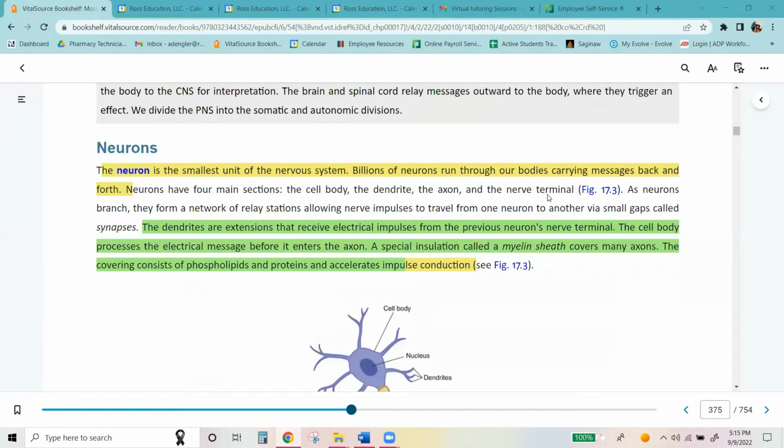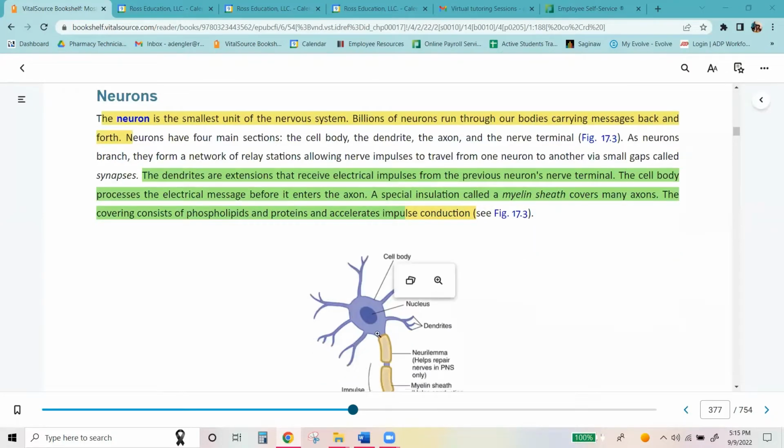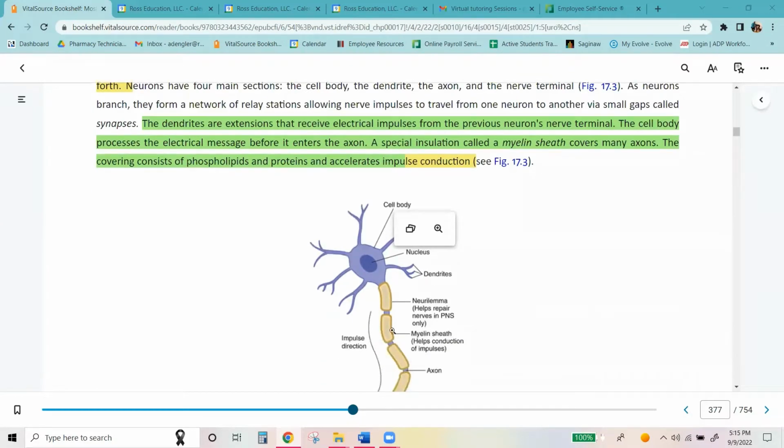The neuron is the smallest unit of the nervous system. Billions of neurons run through our bodies, carrying messages back and forth. They have four main sections: the cell body, the dendrite, the axon, and the nerve terminal, which you can see all in this picture once I scroll down a little more.